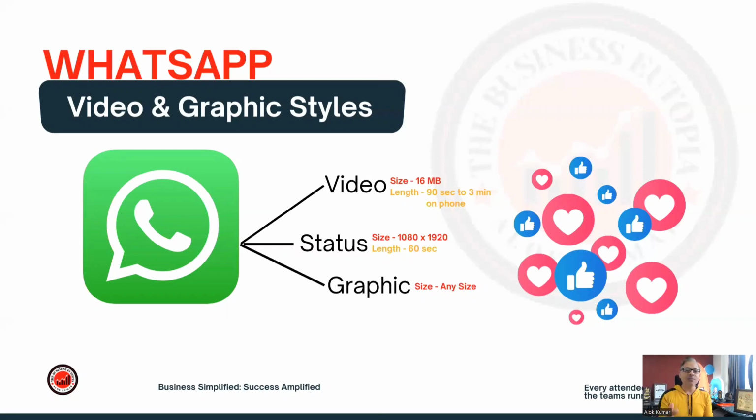So the video size should not be more than 16 MB. Keep your video short and crisp. Similarly, if you are going to put a status on your WhatsApp, the length should not be more than 60 seconds, and the size remains the same, 1080 by 1920. A graphic of any size is okay to be posted on WhatsApp, right?